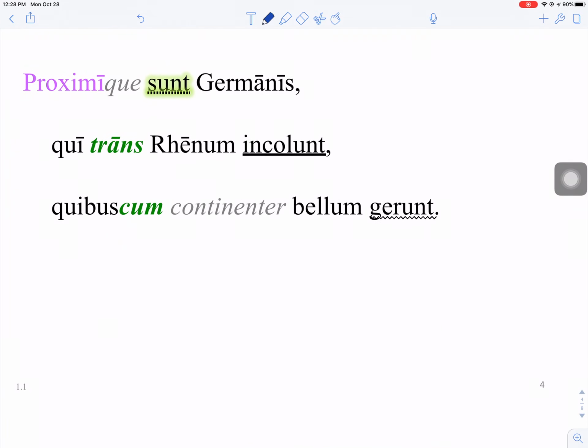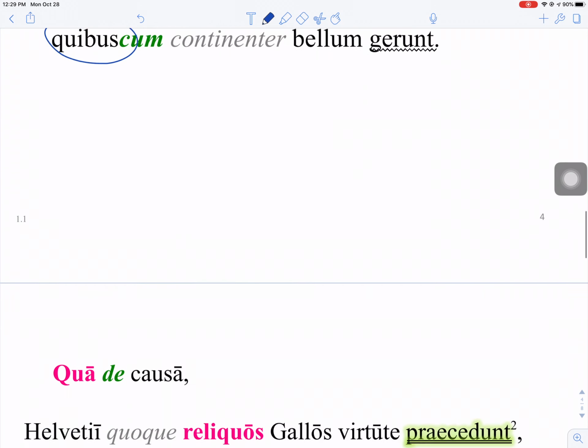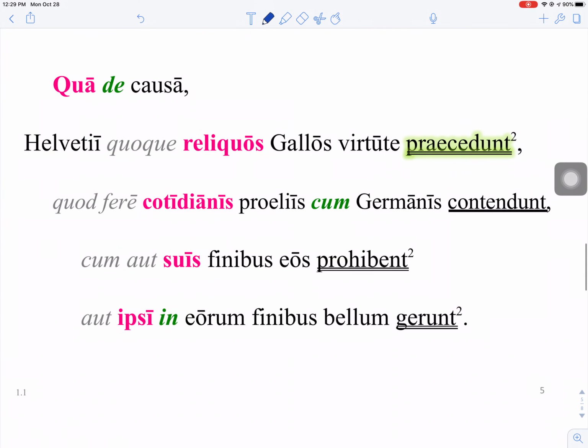Moving along, I think this one's pretty straightforward, except for the fact that very often you'll have to look at the previous sentence to find out who that is. Proximi sunt, they are, and you have to look back up above. We're talking about the Belgae, and qui and quibus here both refer back to the Germanis. So it's definitely important to keep track of pronouns.